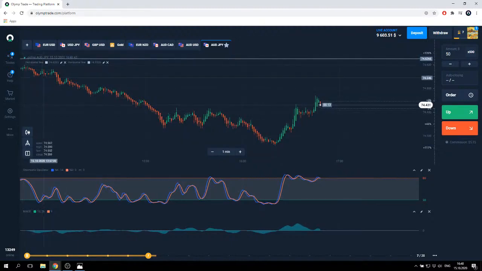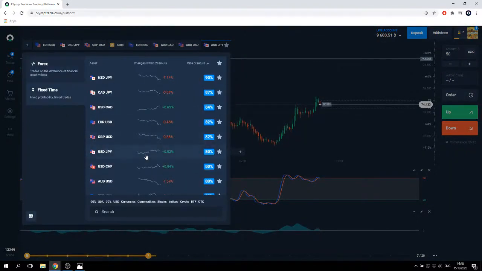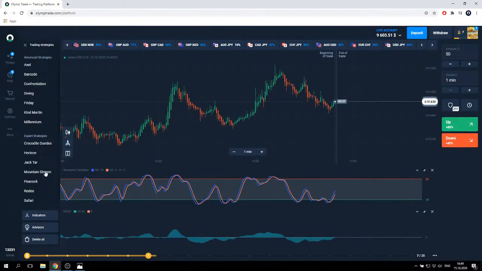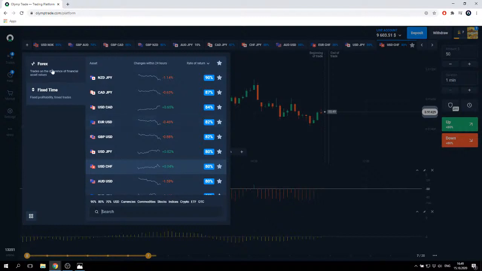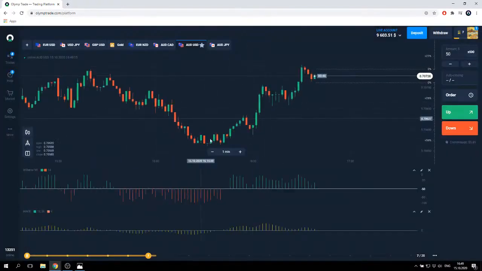So let me quickly switch to the Safari strategy, right? We'll go to the fixed time, and we'll switch to the asset. We'll go to the indicators, and we'll click on the Safari one. So here we are in the Safari. It's on our terminal right now. We can go to the forex, click on the assets, and right now we have that setup.